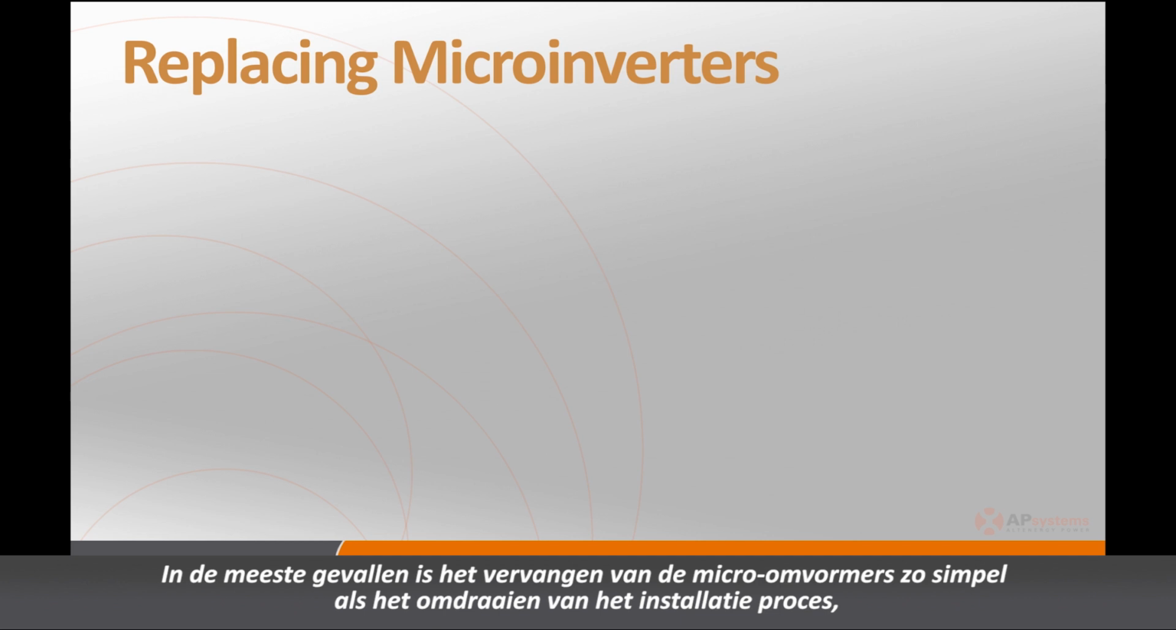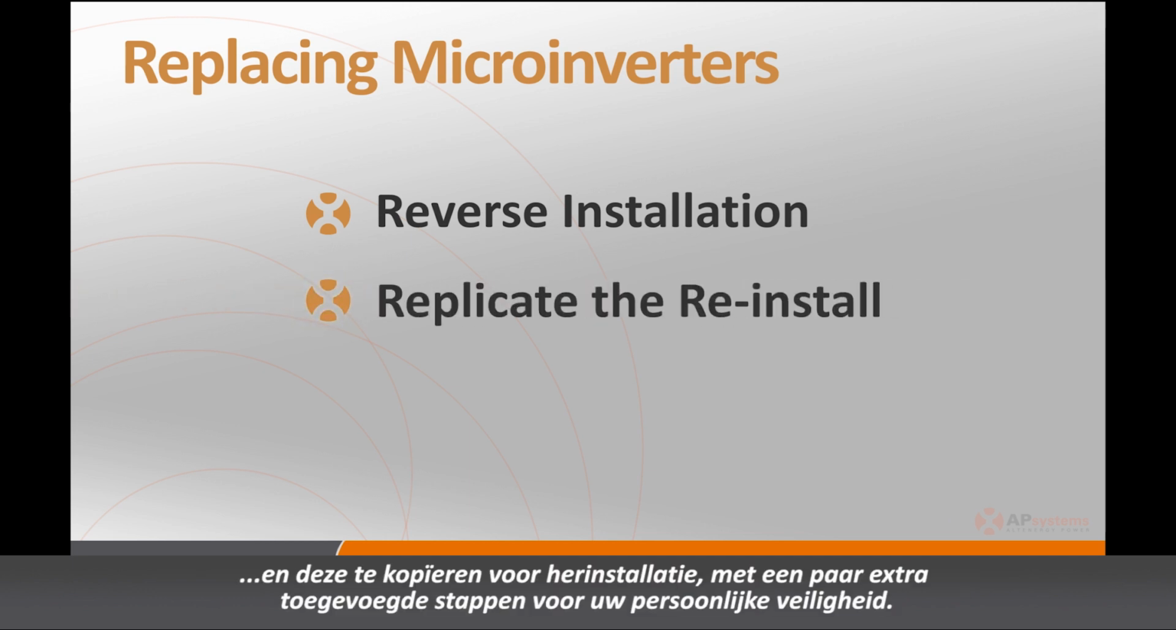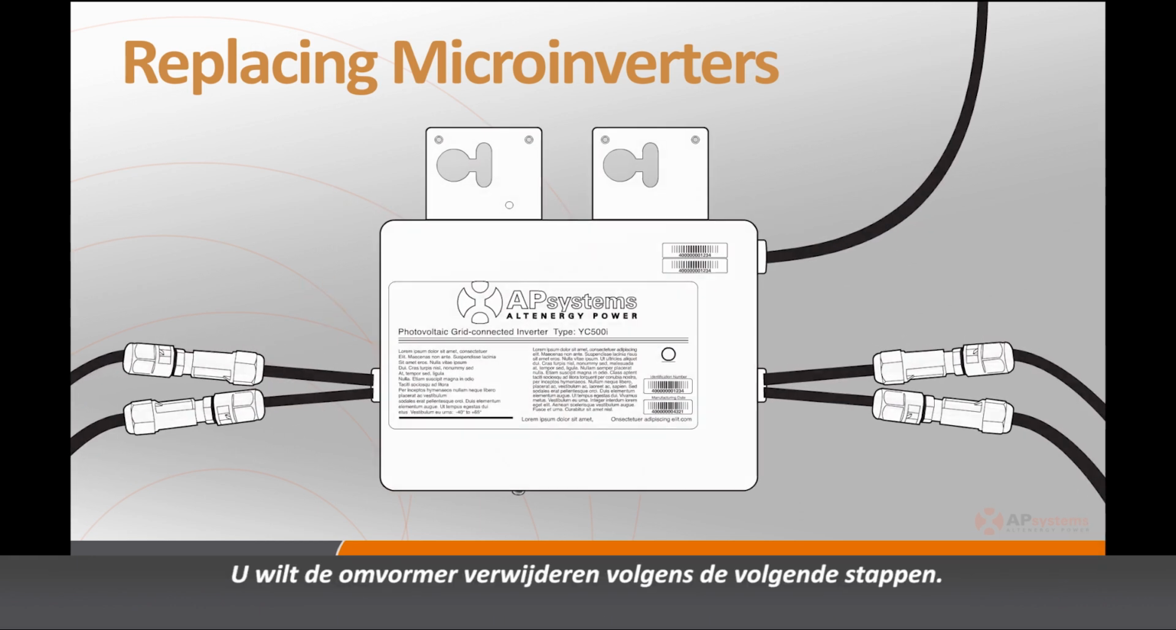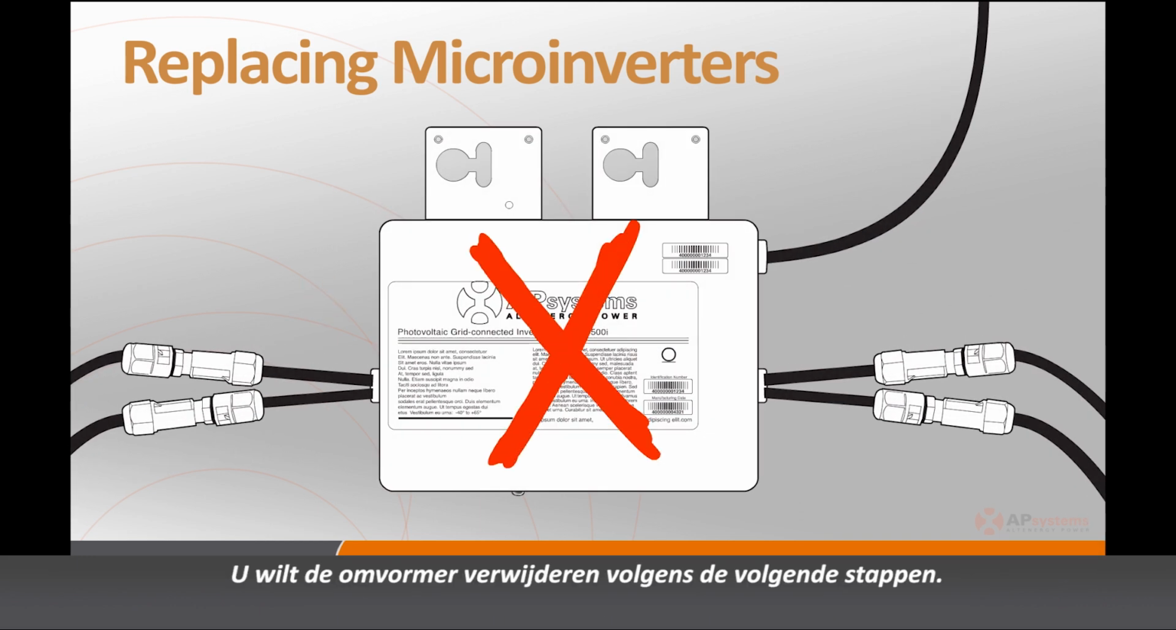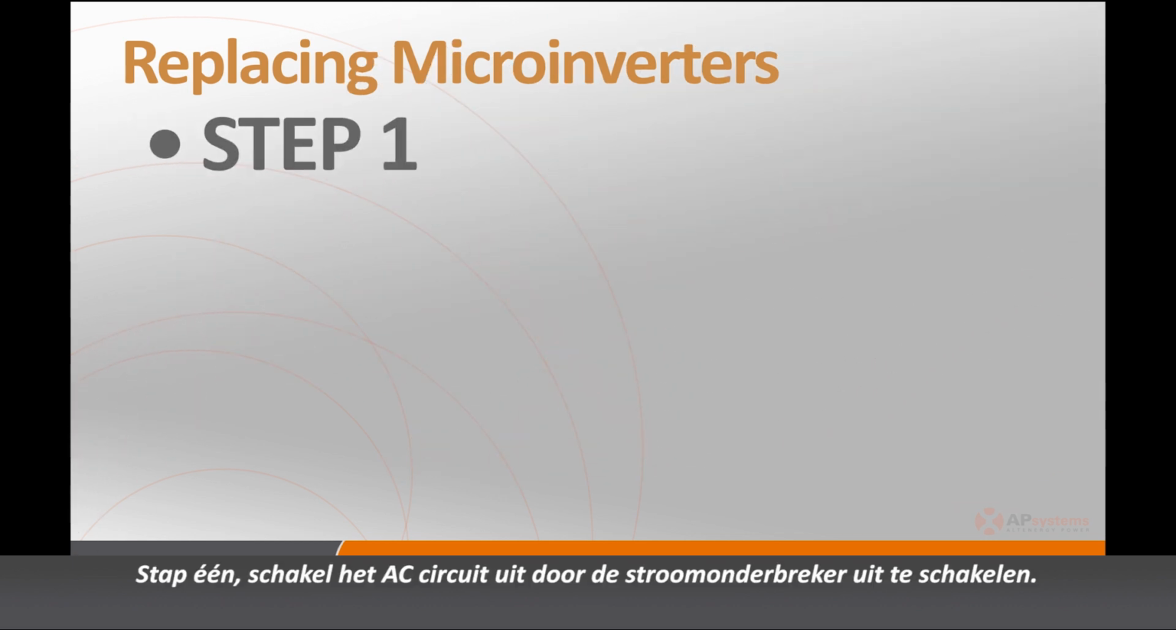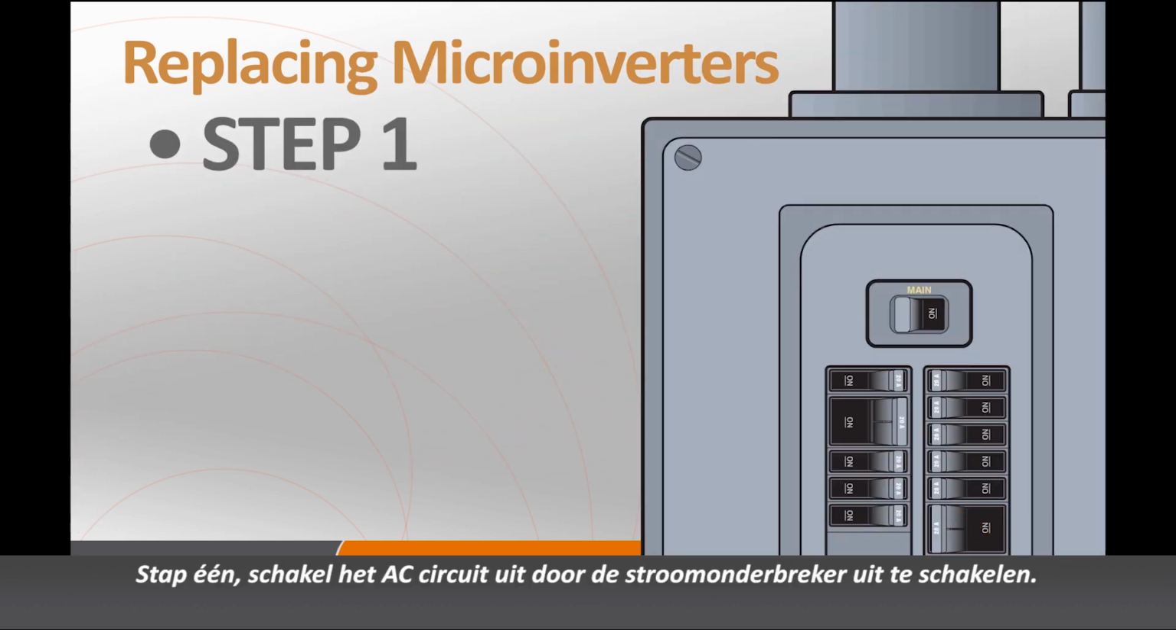For the most part, replacing the microinverters is as simple as reversing the installation process for removal and replicating it for reinstallation, with a few extra steps added to the procedure for your safety. You'll want to remove the inverter using the following steps. Step 1. De-energize the AC branch circuit by turning off the branch circuit breaker.